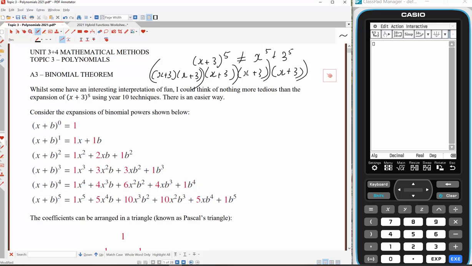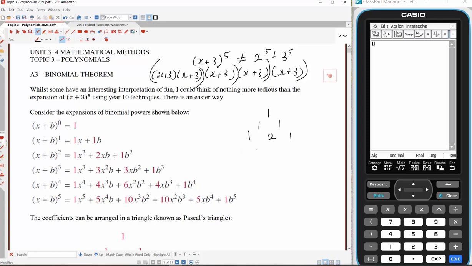Consider the expansions of the binomial powers shown below. So if we were expanding (x + b)^0, then the answer is 1, because anything raised to the power of 0 is 1. If I've got (x + b)^1, that's just x + b. Noting that the coefficients there are 1 and 1. What about a perfect square? It's going to be x^2 + 2xb + b^2. 1, 2, 1.